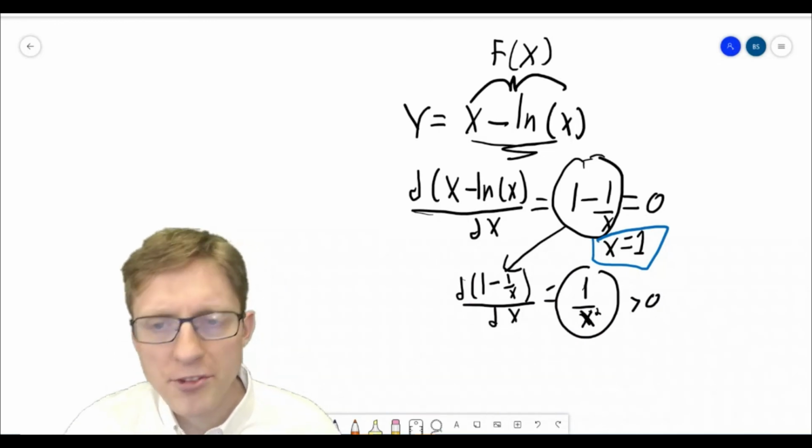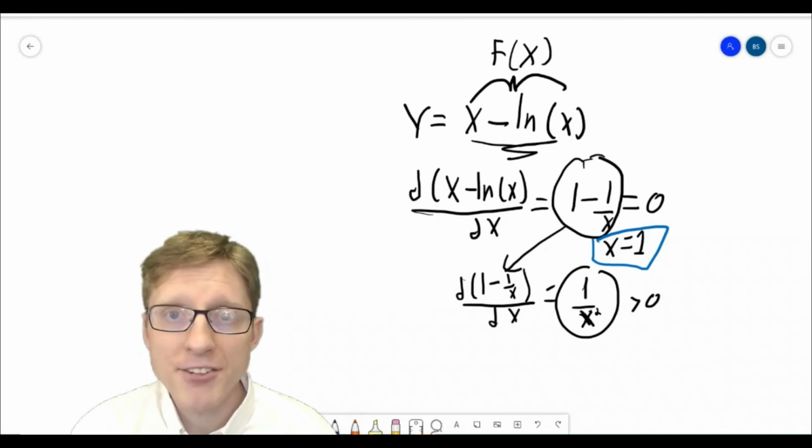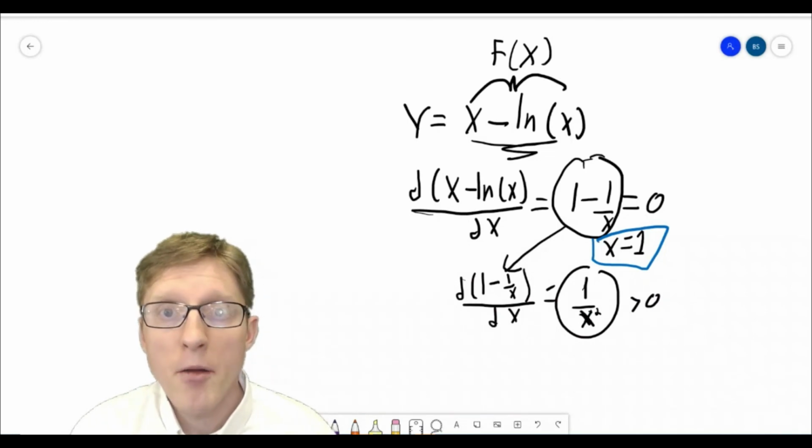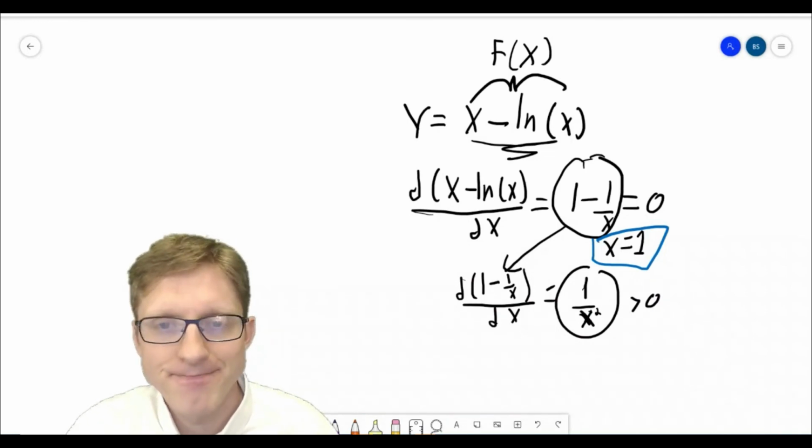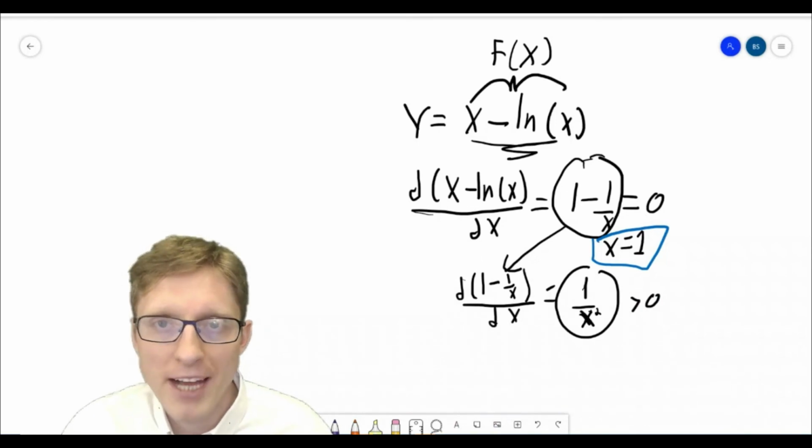So we'll stop there for this first lecture. In the next lecture, we're going to go over partial derivatives and solving for the maximum or minimum of a function of multiple variables.